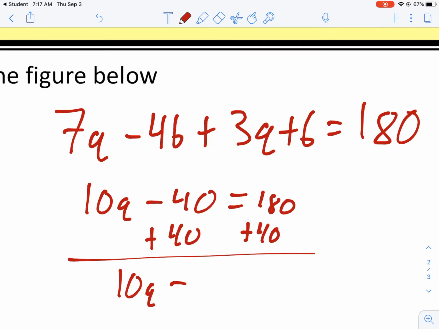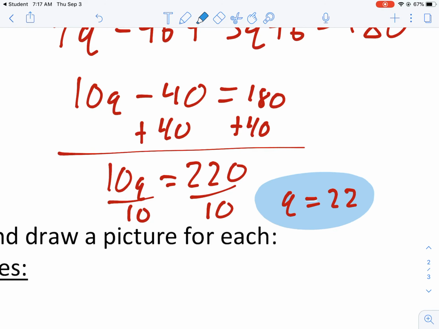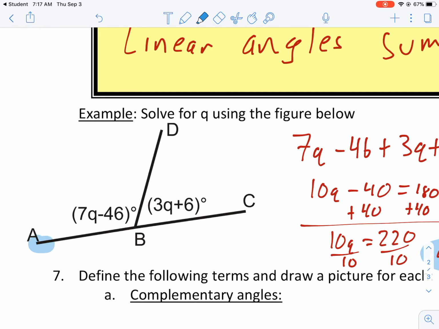So again, we use our geometric knowledge to set up this equation, and then we're going to use algebra to solve. Divide by 10, Q equals 22. So this is used all the time. Seriously, you're going to see this all the time in every unit over and over again. Anytime two angles make a line like this, they add up to 180. You got to remember that.